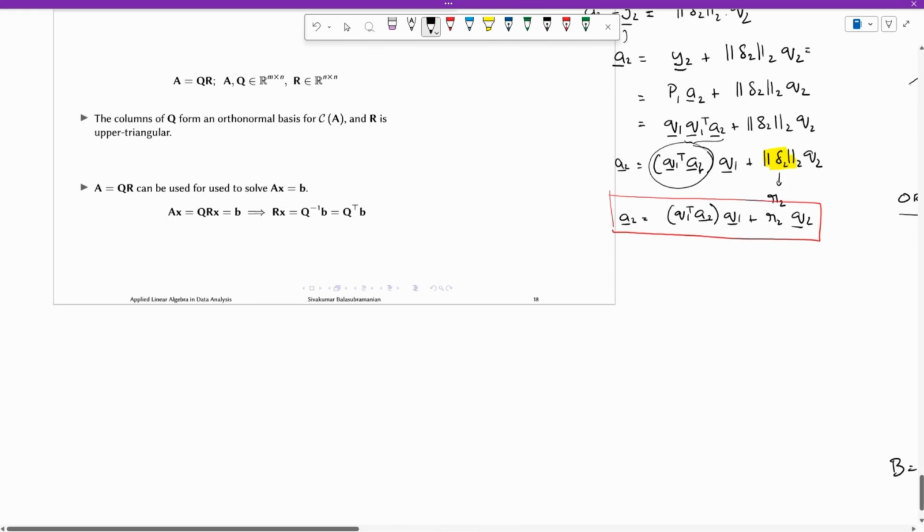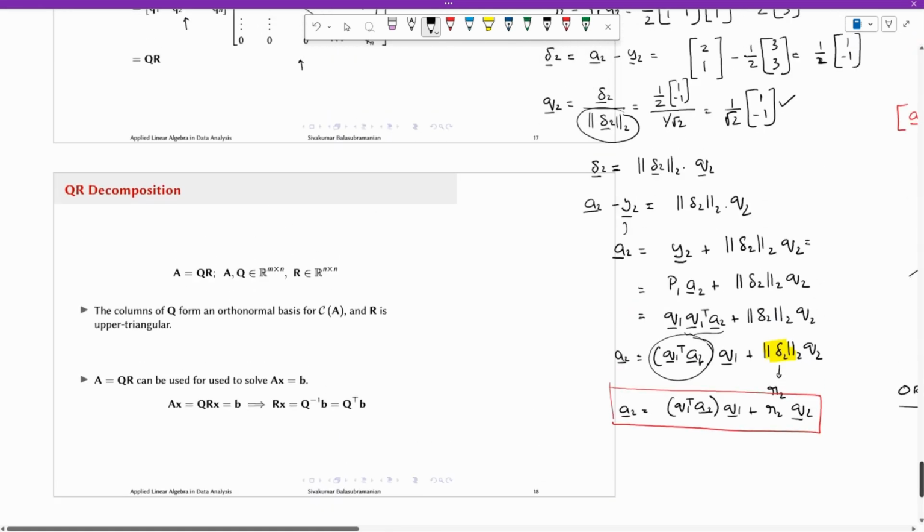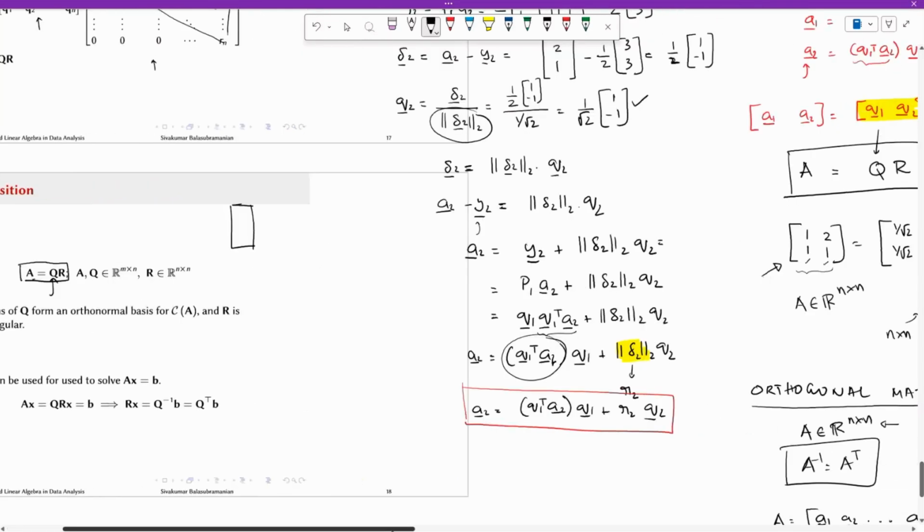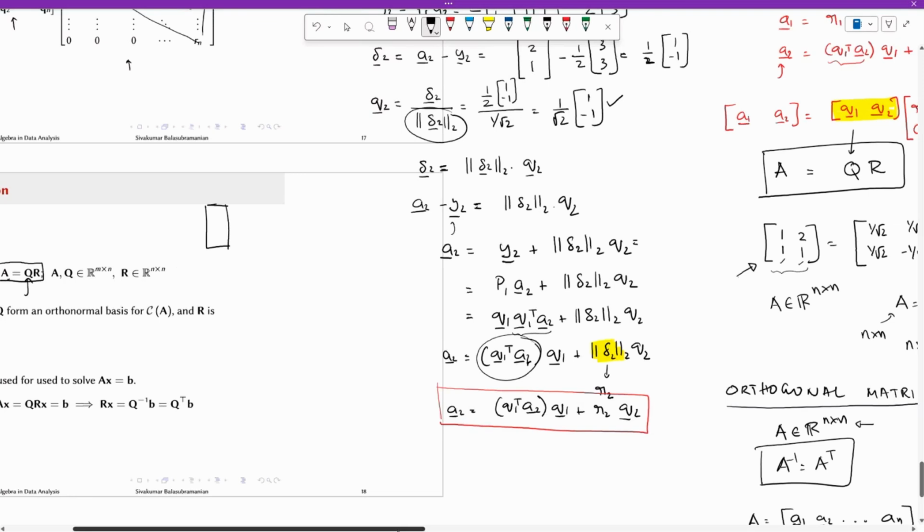So when A is square, then Q is an orthogonal matrix. If it is not square, I'll have to check this. Whether all matrices whose columns form an orthonormal basis are called orthogonal matrices as well, I'm not sure.